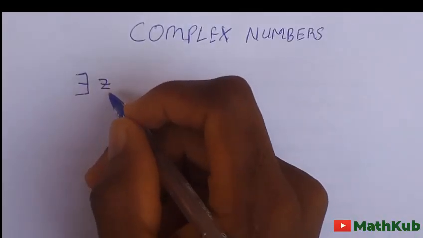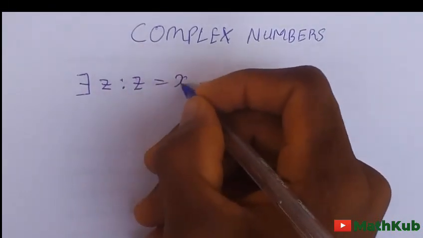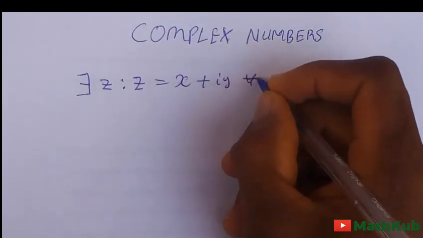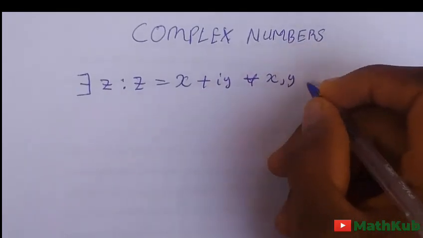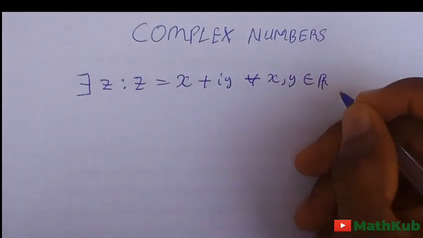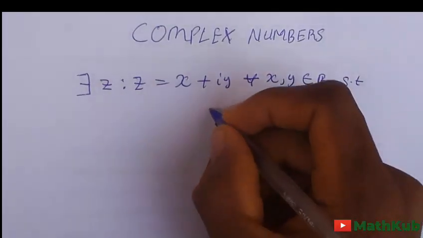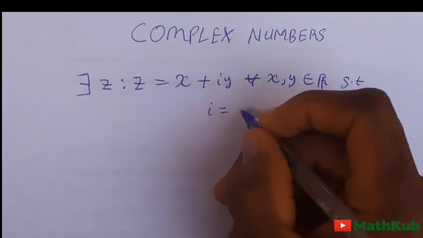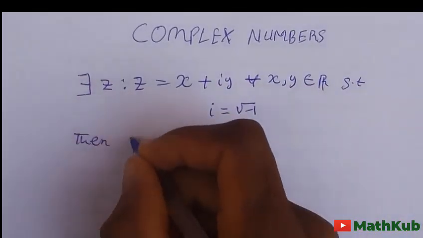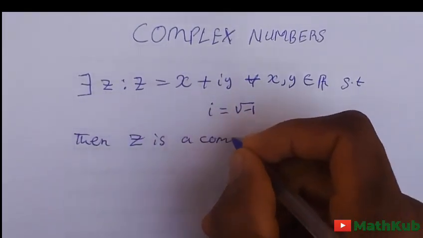If there exists a number z such that z is equal to x plus iy, for all x and y in R, the real numbers, such that i is equal to the square root of -1, then z is a complex number.